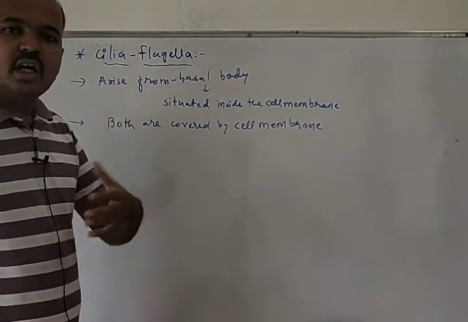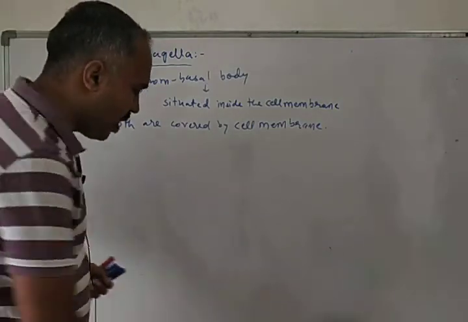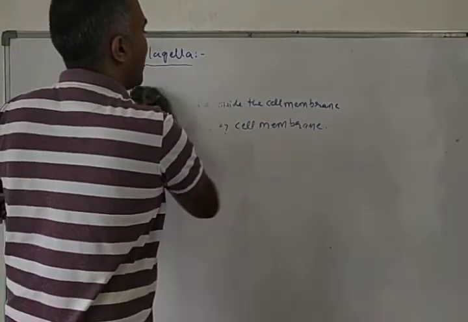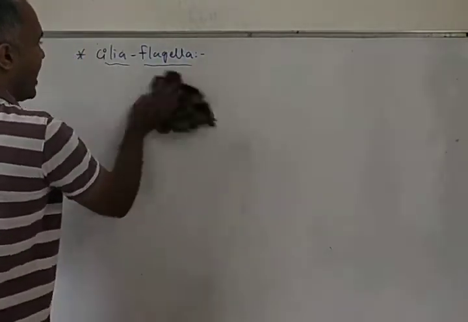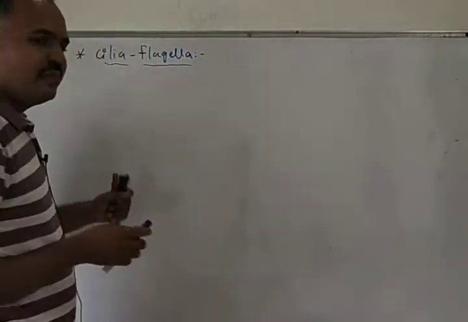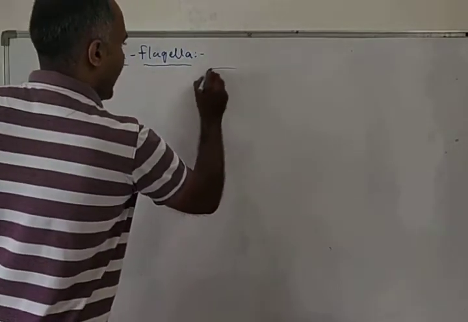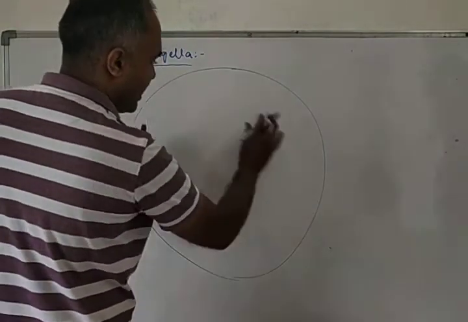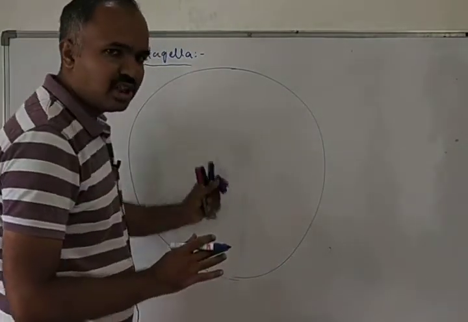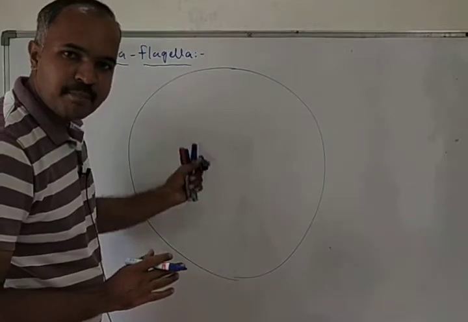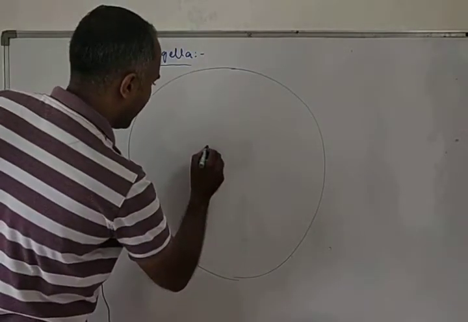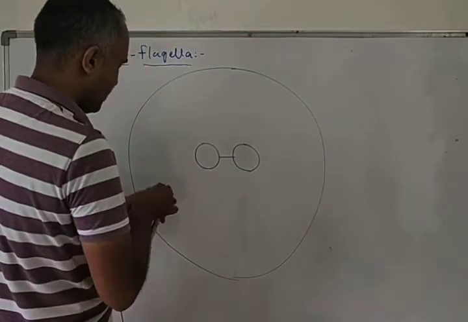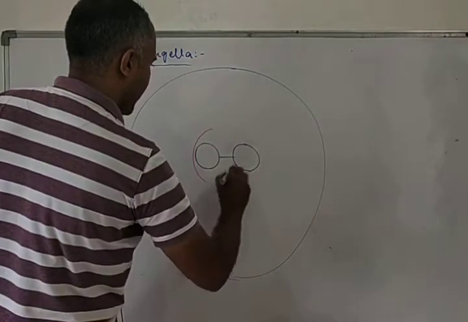Now we will discuss the cross section of cilia and flagella. For that, we will draw the figure of the cross section of the cilia and flagella. This figure explains the cross section of the cilia and flagella. So we are drawing the cross section of the cilia and flagella.